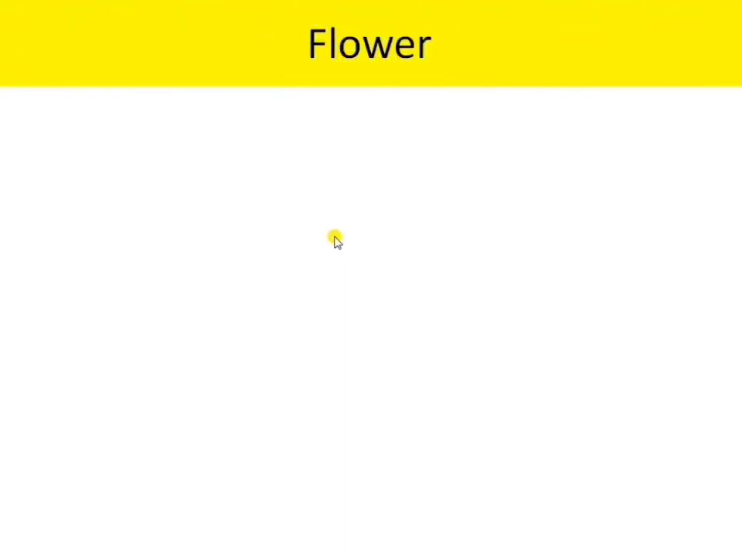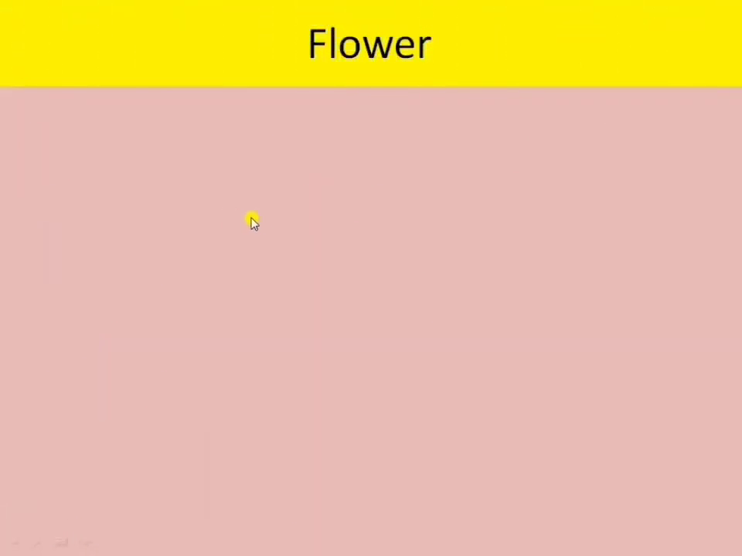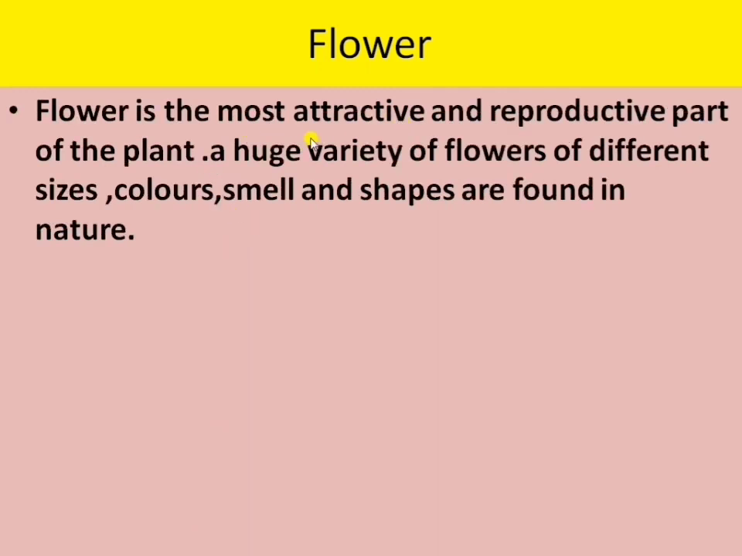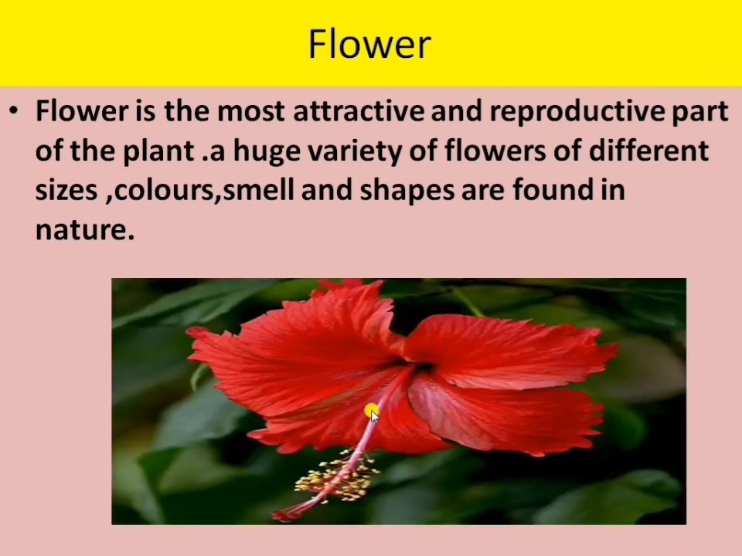Next, moving on, a flower. The flower is the most attractive and reproductive part of the plant. A huge variety of flowers of different sizes, colors, smells and shapes are found in nature. This is the picture of a flower, a hibiscus flower.